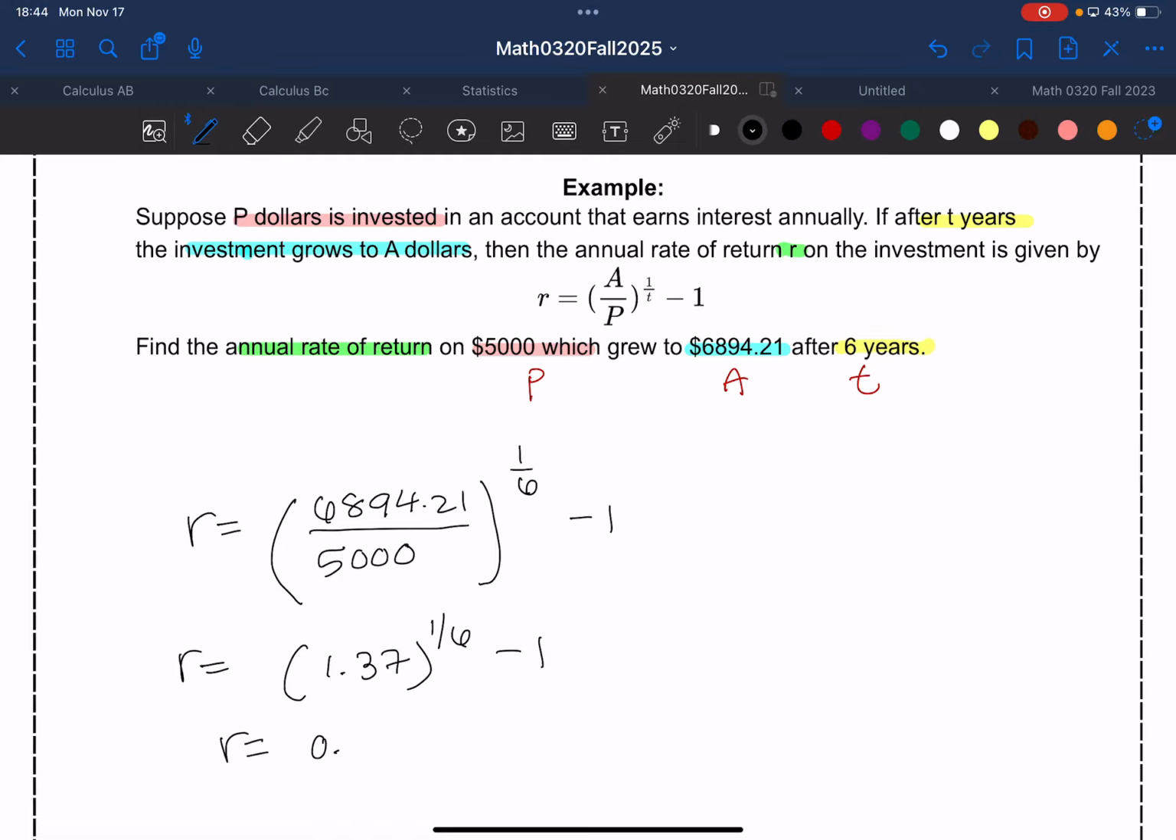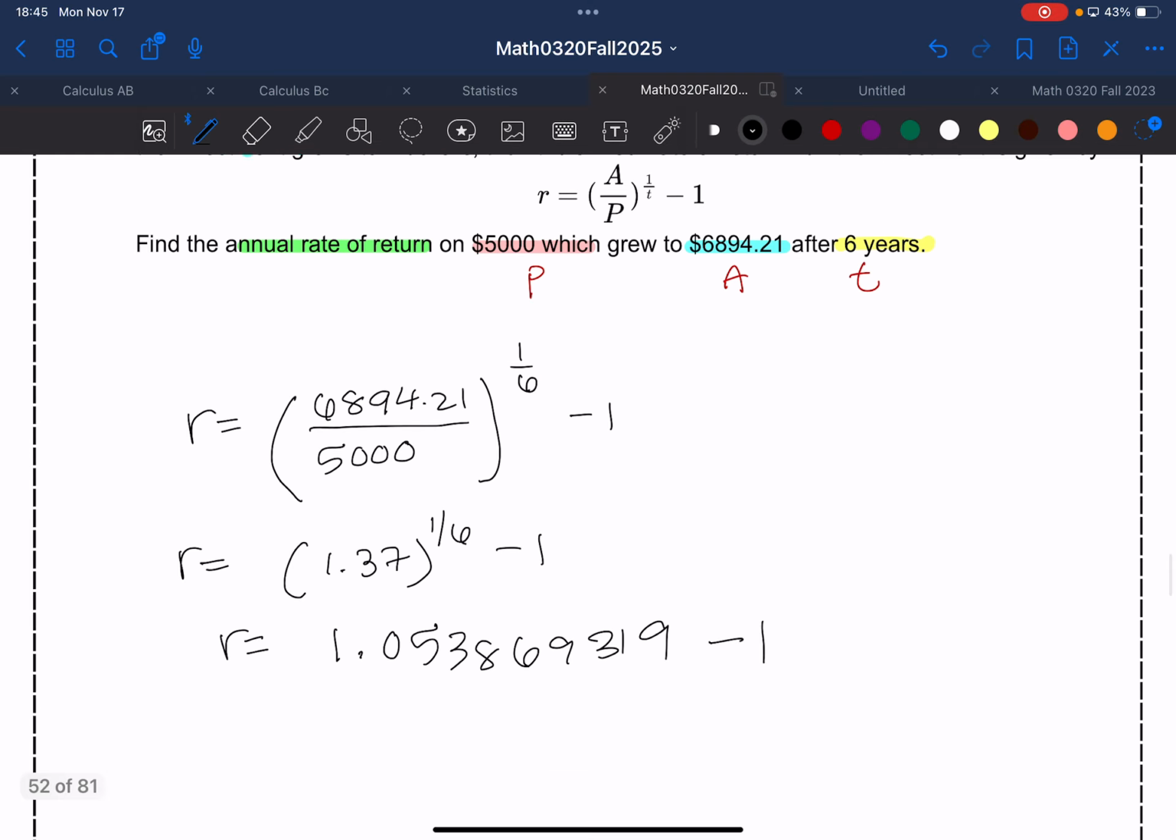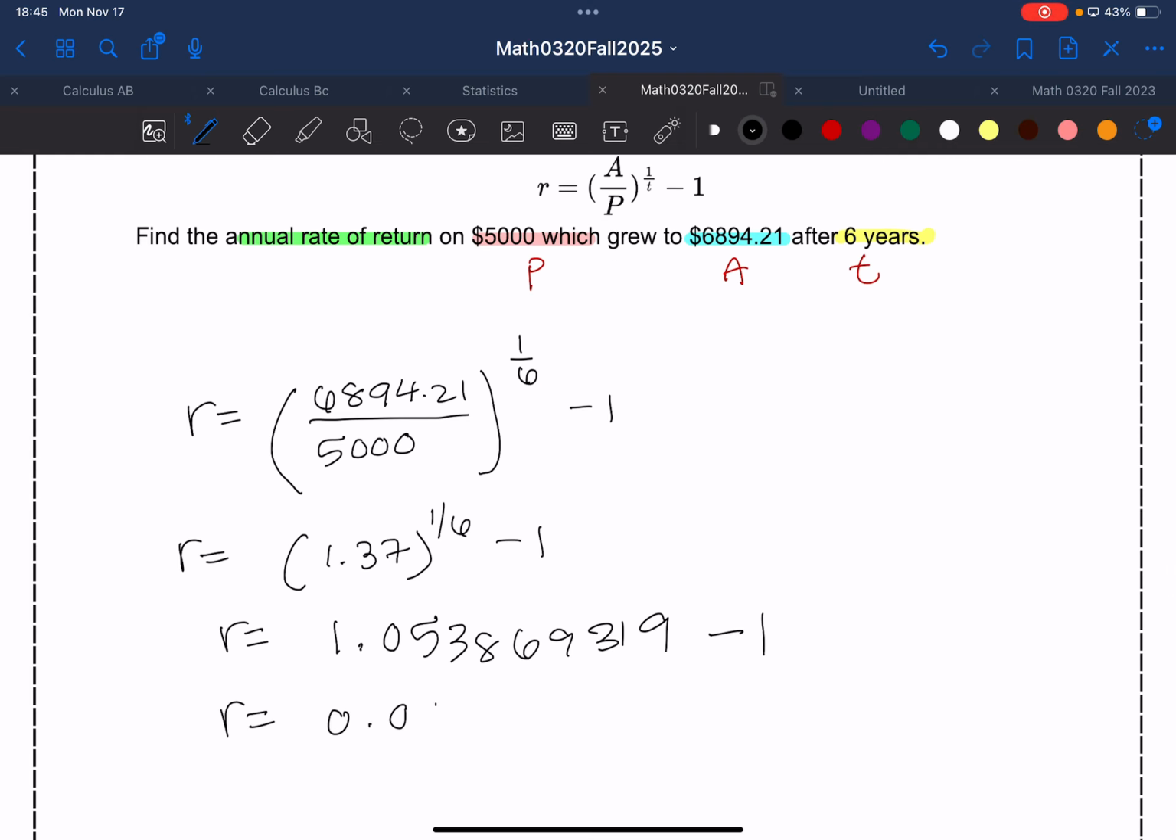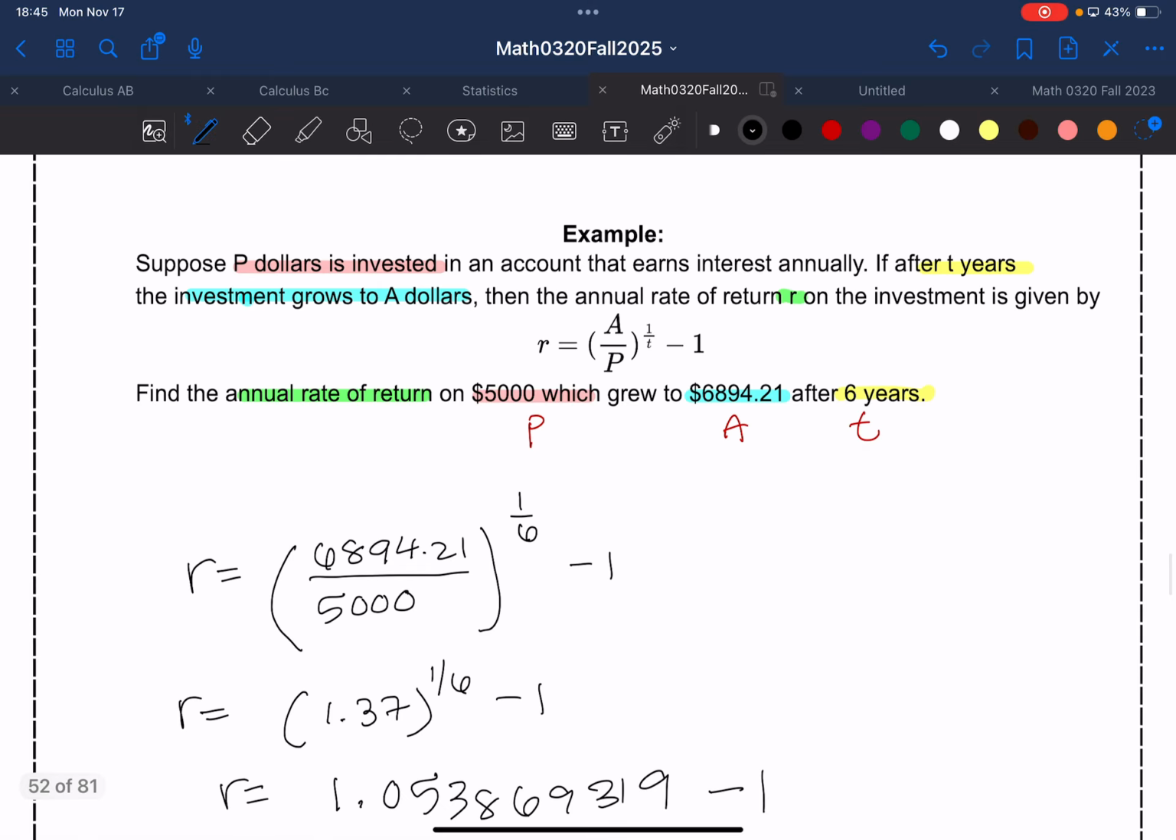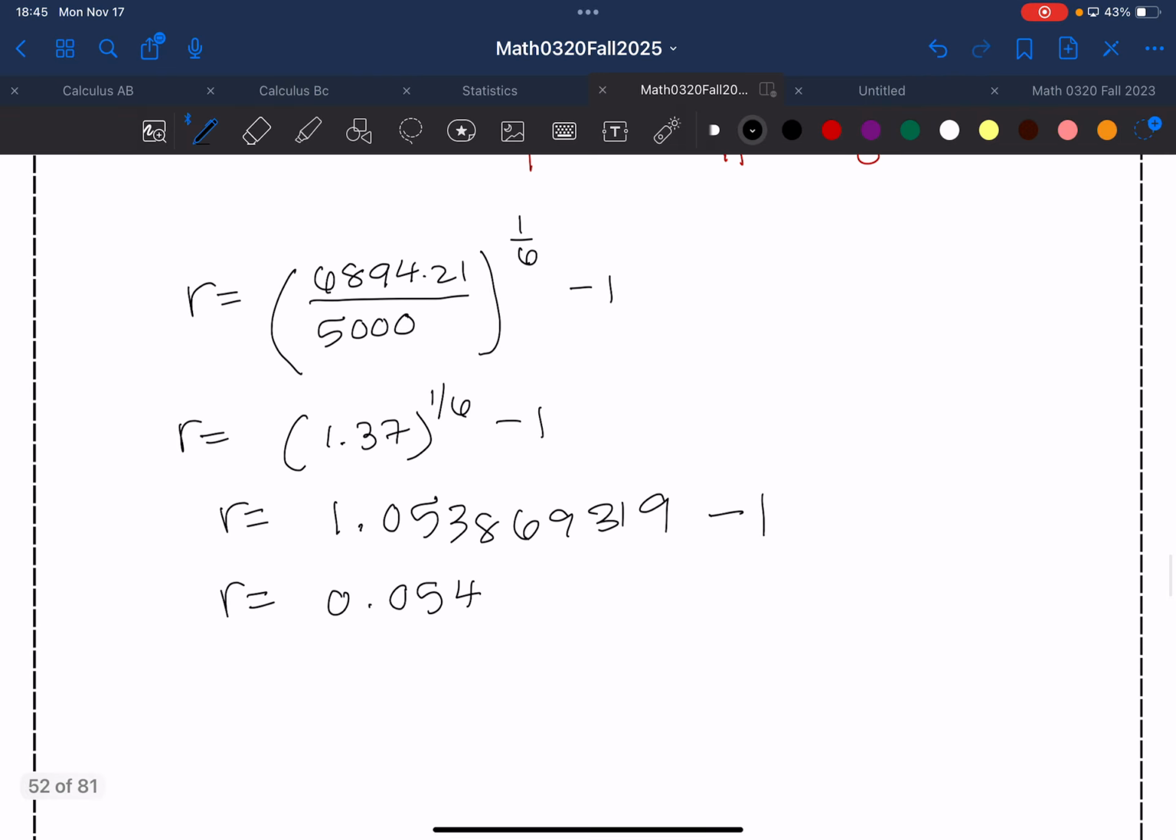This is what you should have got. You should have got 1.053869319 when you raise it to the 1/6 power. But then we have to subtract 1, which means really we have R is equal to 0.054. Let's round it, right? Okay, so when we do that, it's trying to have us find the annual rate. So usually rate is in percentage. So I would have to convert this to a percentage by moving my decimal 2 places to the right. So really my rate is equal to about 5.4%.